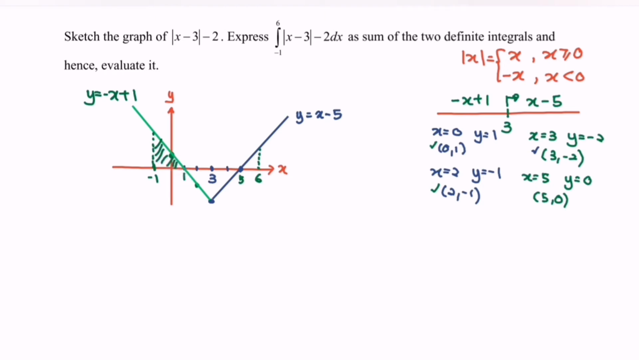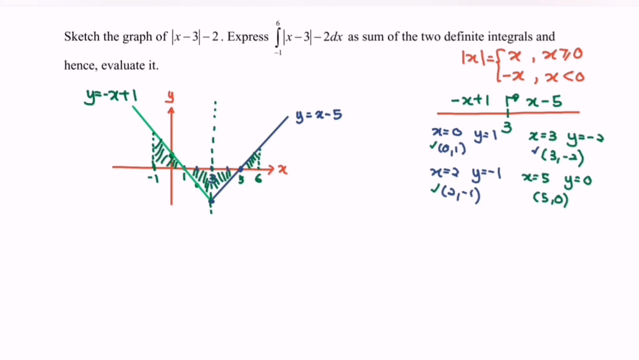Until 1. And then from the 1 until 3 will be the second region. And then from the 3 until 5 will be the third region. Lastly, from the 5 to 6 will be the final region.